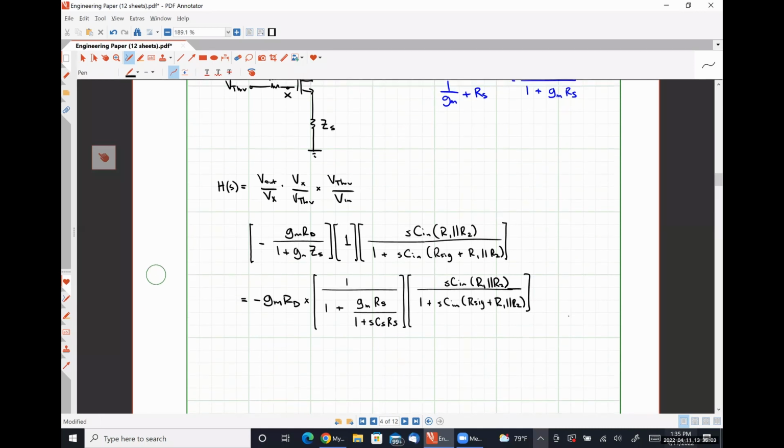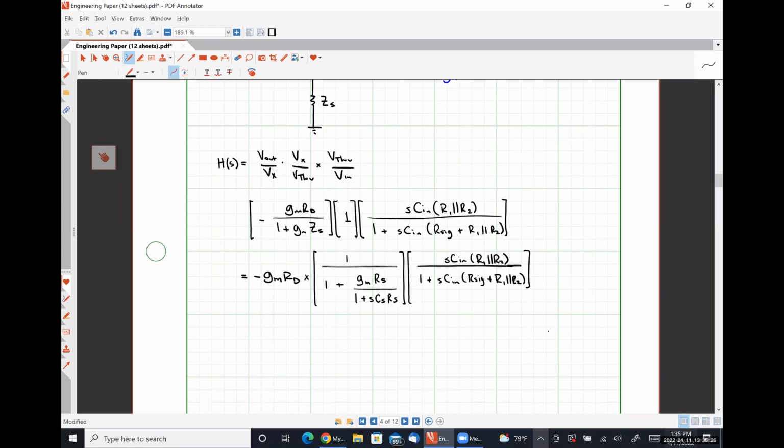And now what I'm going to do is multiply by 1 plus SCS RS over 1 plus SCS RS to get this fraction out of the denominator of that first term. What that's going to give me is negative GM RD. So let's work on the denominator first.